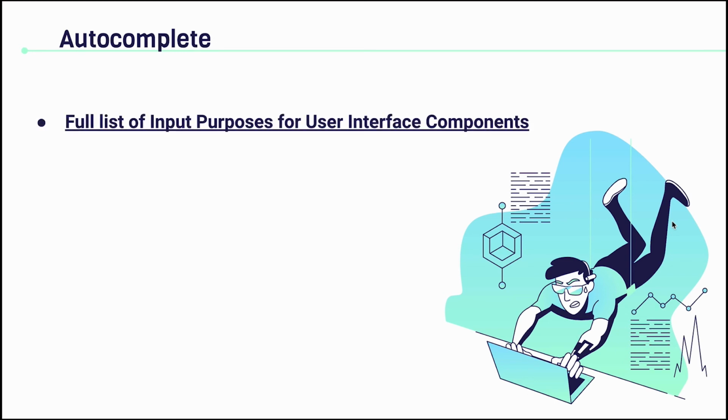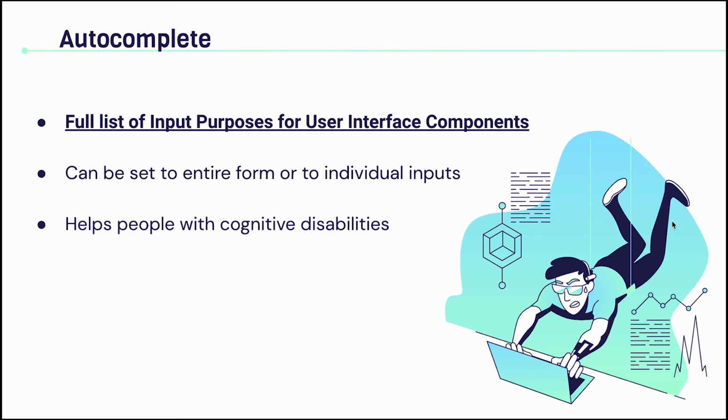Another thing that really helps users to fill out forms is autocomplete. There's a huge list of autocomplete attribute values for you to use. You can set autocomplete to on for the entire form, or you can set specific attributes for individual inputs. And this is going to help people with cognitive disabilities, as they don't need to interpret the purpose of each field. And this is helpful in case some of the labels are not familiar to them.